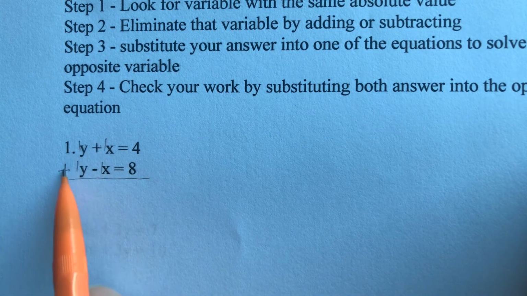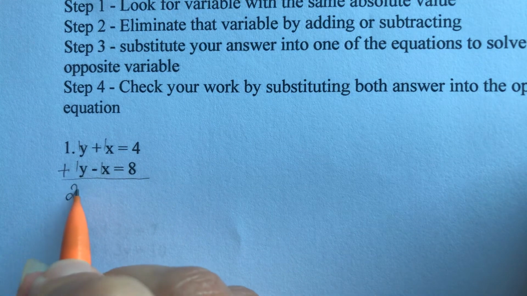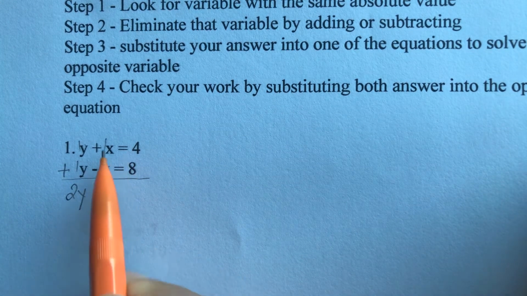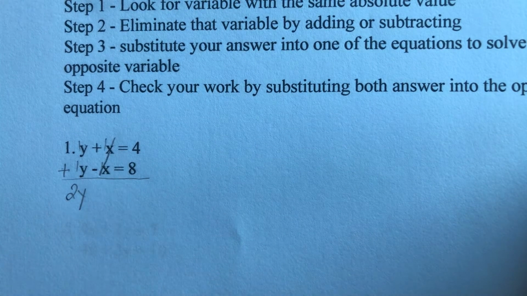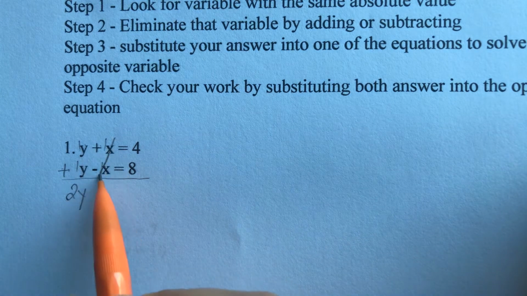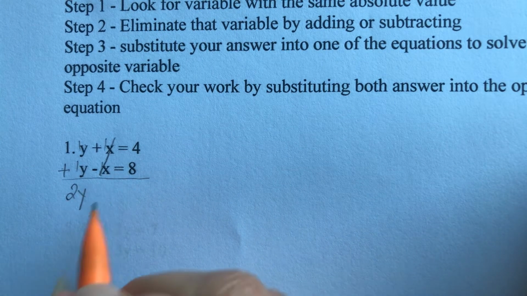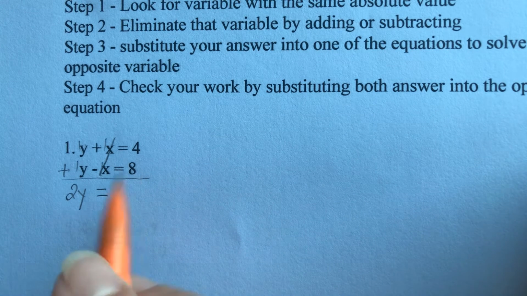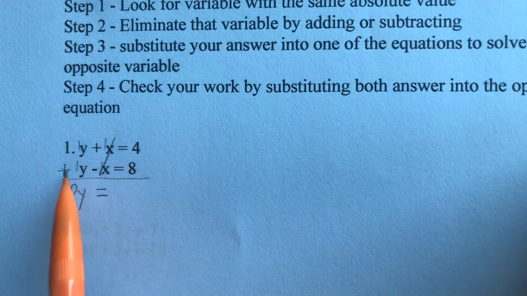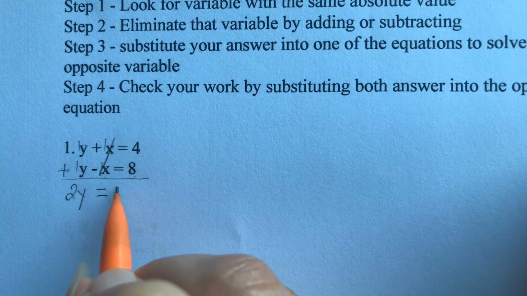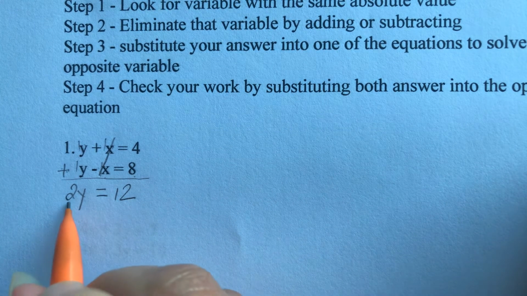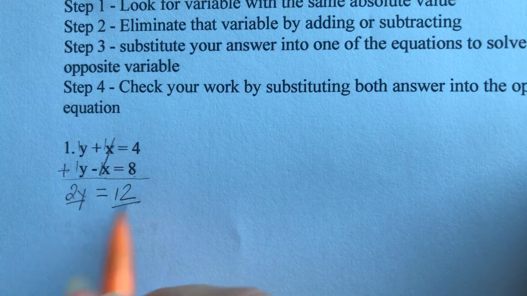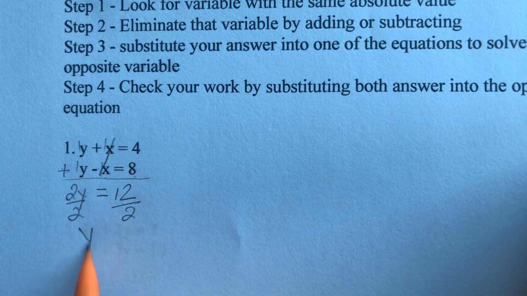Okay, 1 plus 1 is 2y. Positive 1 plus a negative 1 eliminates or cancels. So that's what we're trying to do, is get rid of one of these variables. So that's gone. 4 plus 8 is 12. And now we finish solving. 2 times what is 12? Divide by 2. Y is equal to 6.